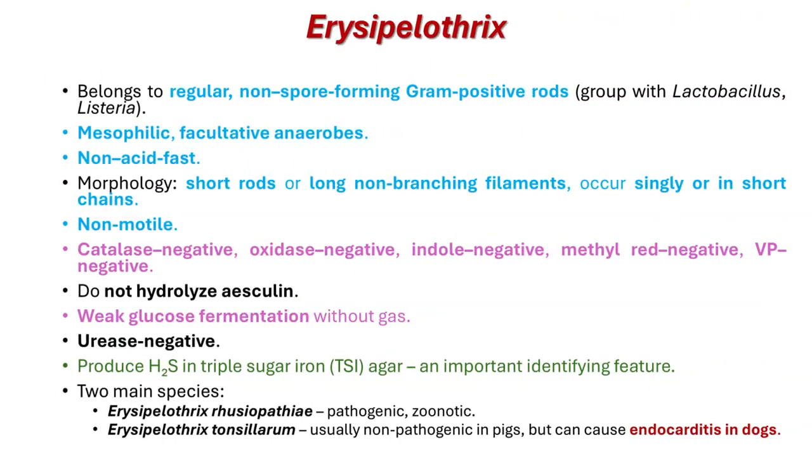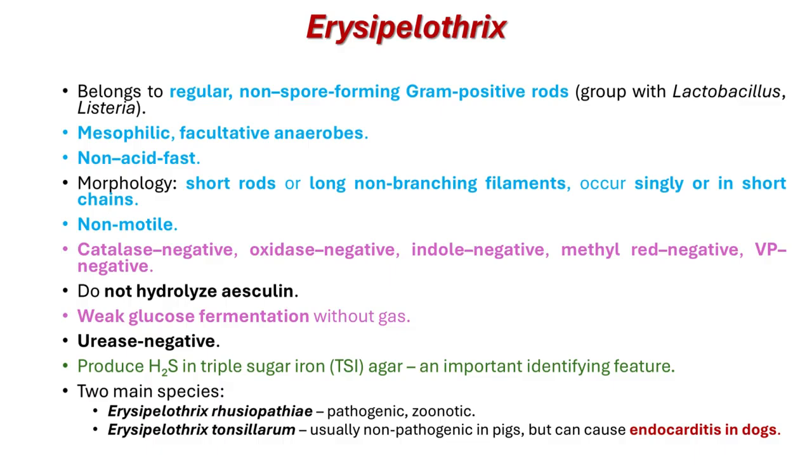Genus Erysipelothrix. These bacteria belong to the group of regular, non-spore-forming gram-positive rods, along with Lactobacillus and Listeria. They are mesophilic, facultative anaerobes and are non-acid fast. Morphologically, they appear as short rods or long, non-branching filaments and may occur singly or in short chains.